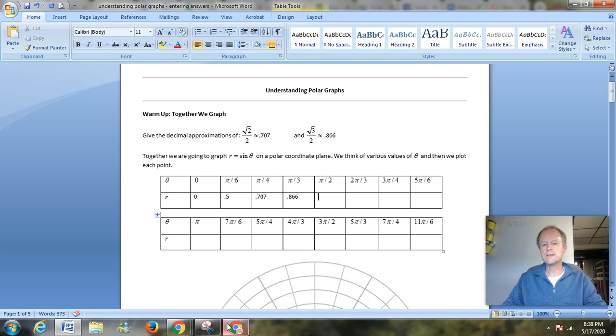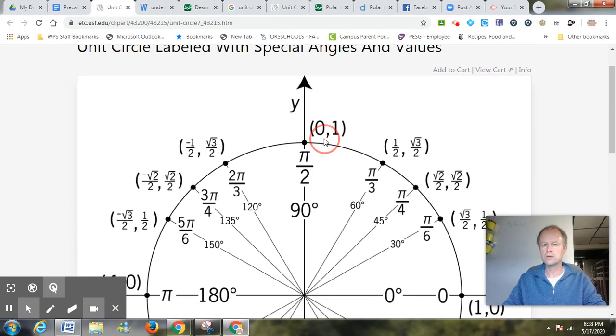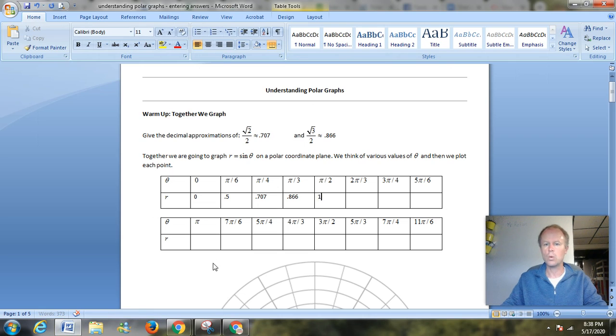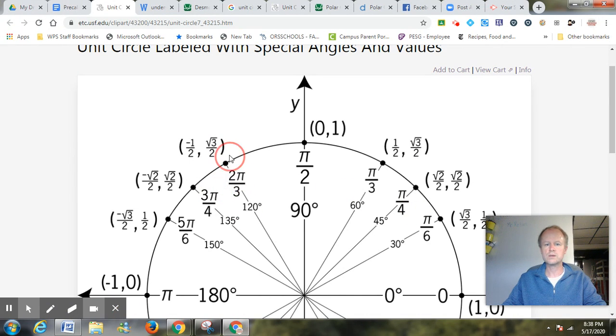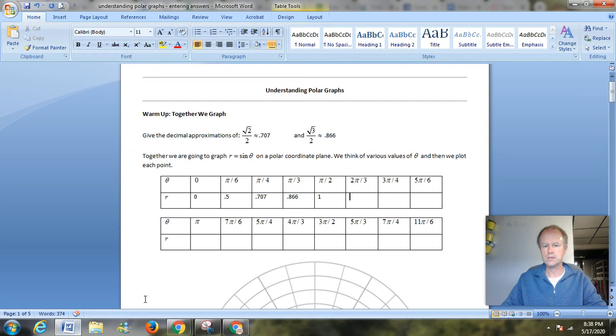And pi over 2 is 90 degrees. So let's look at that. At 90 degrees, what is the y-coordinate there? It's 1. So in your notes, you would write 1. And then if we go to 2 pi over 3, same idea. What is the y-coordinate there? Square root of 3 over 2. You can see there's a nice symmetry here. The y-coordinate there and the y-coordinate there are the same. The y-coordinate here and the y-coordinate here are the same. Pretty cool. I'm just going to keep filling in a lot of those same y-coordinates we already saw.